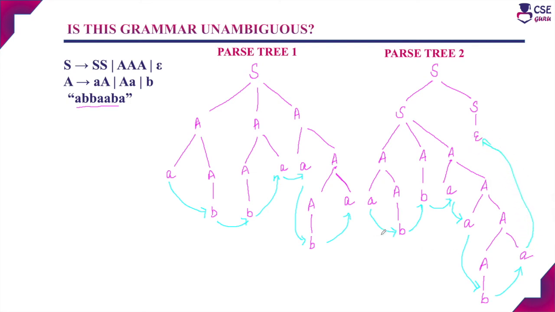So if you are checking here, we have constructed two different parse trees for deriving the same string A, double B, double A, B, A. You can take any other string also and try to construct two different parse trees. If for any string two different parse trees are possible, then the given grammar is an ambiguous grammar. So, is this grammar unambiguous? No. This grammar is not unambiguous. This is an ambiguous grammar since it produces more than one parse tree.